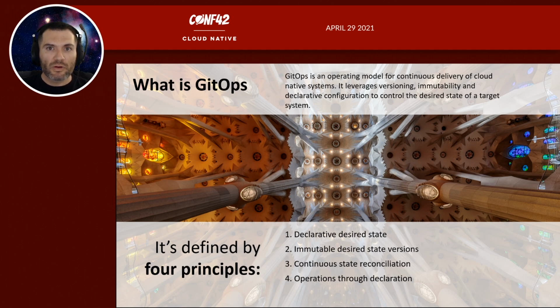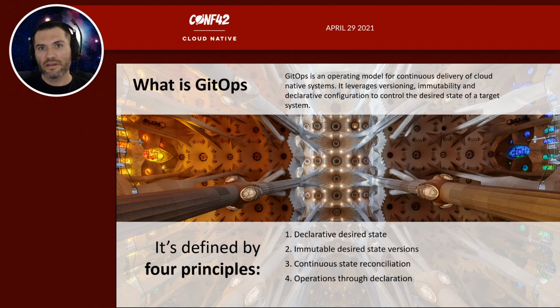And the fourth principle means that there should be no other mechanism to interact with, to manipulate this target system. Everything that you do, every operation that you perform, should be through code and through declaration. The only way for anybody to be able to manipulate the state of a system is by committing a new version of desired state.